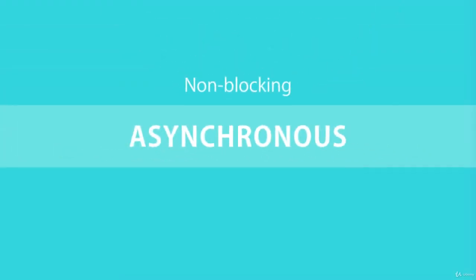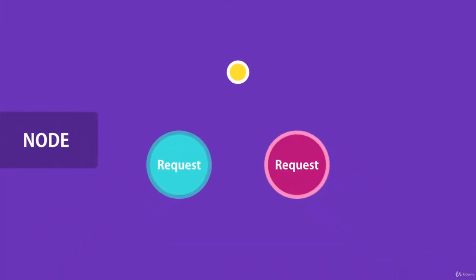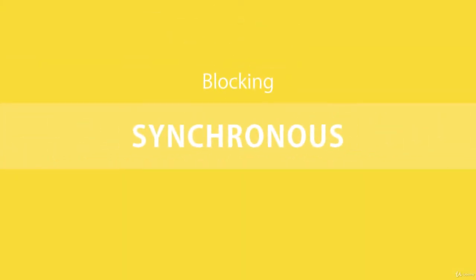This is what we call non-blocking or asynchronous architecture. And this is how Node applications work. The waiter is like a thread allocated to handle a request. So a single thread is used to handle multiple requests. In contrast to non-blocking or asynchronous architecture, we have blocking or synchronous architecture.